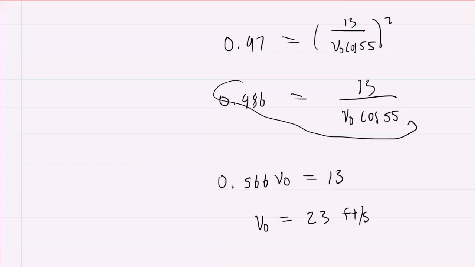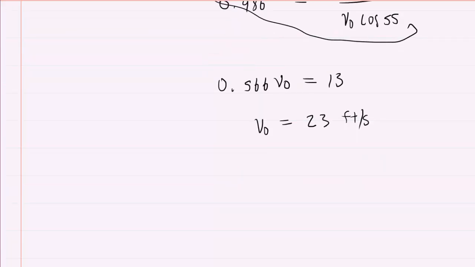So that's the basic way to solve any projectile motion question. You just follow those 4 steps, and you should be very successful.